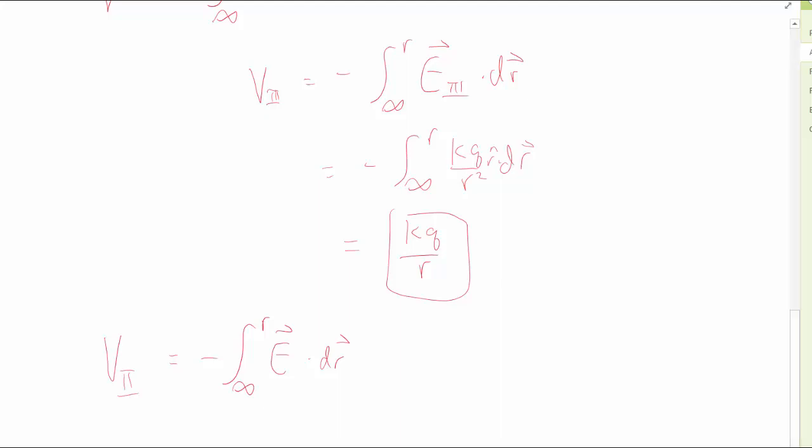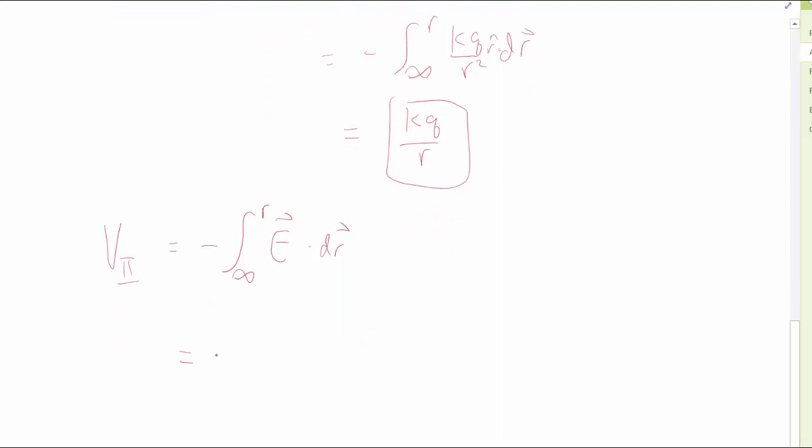This just means that when I'm in region 3, I've got an electric field which is appropriate for region 3. And then when I move into region 2, I've got another electric field which is appropriate for region 2. So I'm going to draw this out. I'm going to say, well, from infinity down to the outside of my conductor, I have to deal with the electric field which is in region 3.